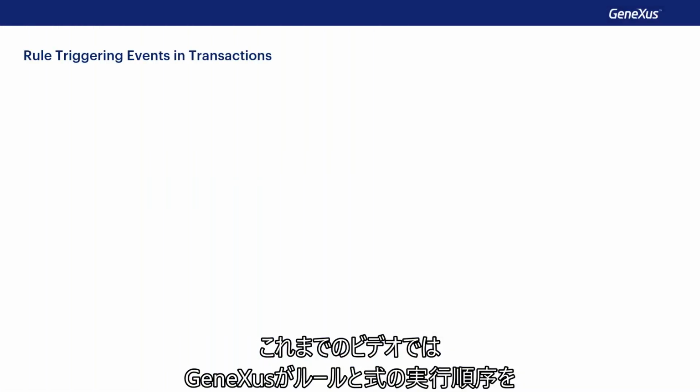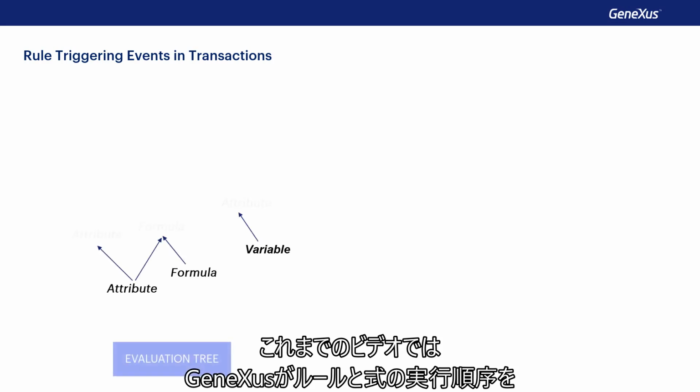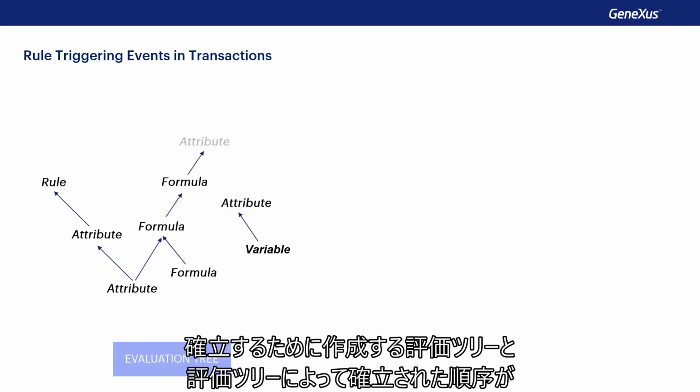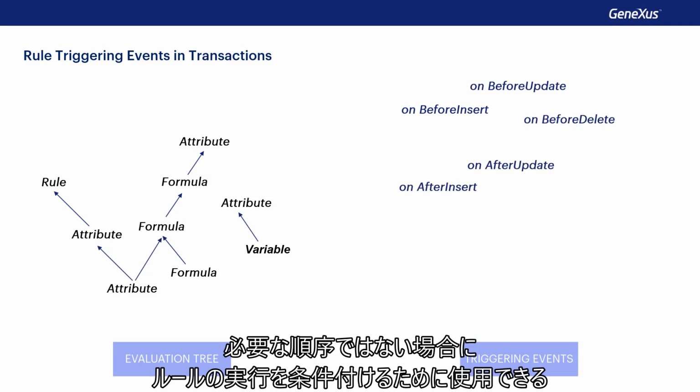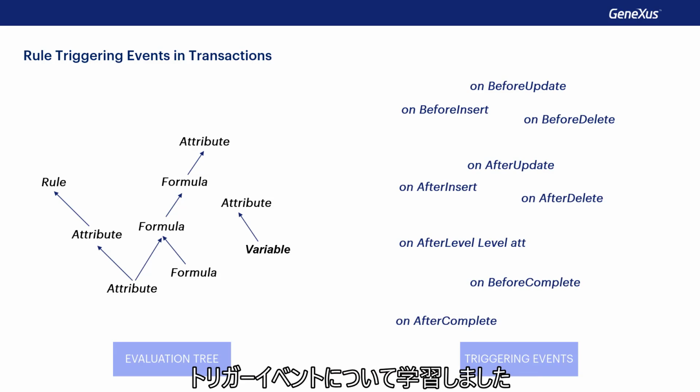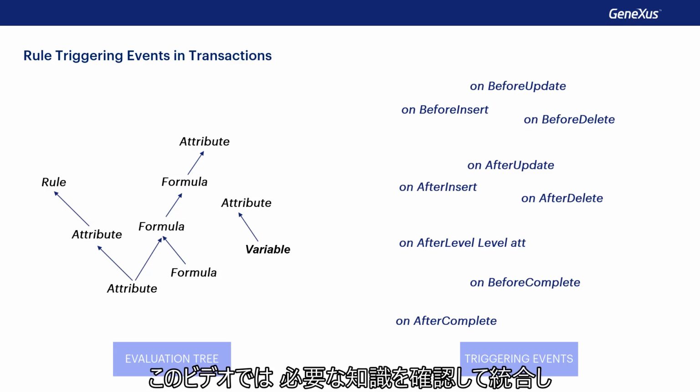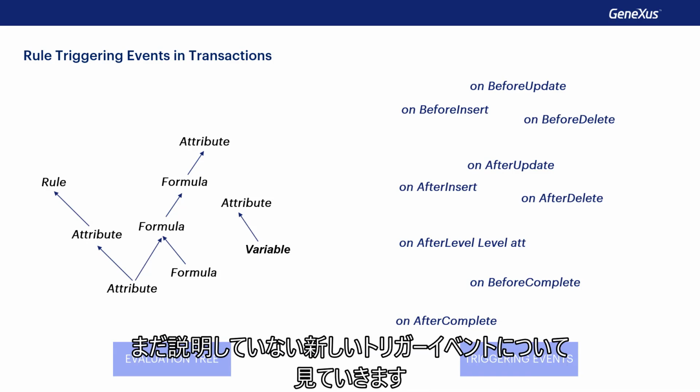Throughout the previous videos, we've studied the evaluation tree that GeneXus creates to establish the order of execution of rules and formulas, as well as the triggering events available to condition the execution of the rules, when the order established by the evaluation tree is not the one we need. In this video, we'll review and consolidate the knowledge required, and we'll see a new triggering event that we haven't discussed yet.